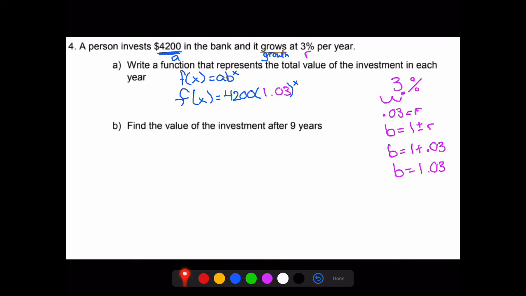Letter B. Find the value of the investment after 9 years. Well, we have to think of what we'd plug 9 into. If we think back to the very start of the year when we were dealing with distance versus time graphs, we knew that distance was always our y-axis and time always deals with x. Now, at this point, let's think. Years is a measurement of time, so that means that we're going to plug 9 in for x.